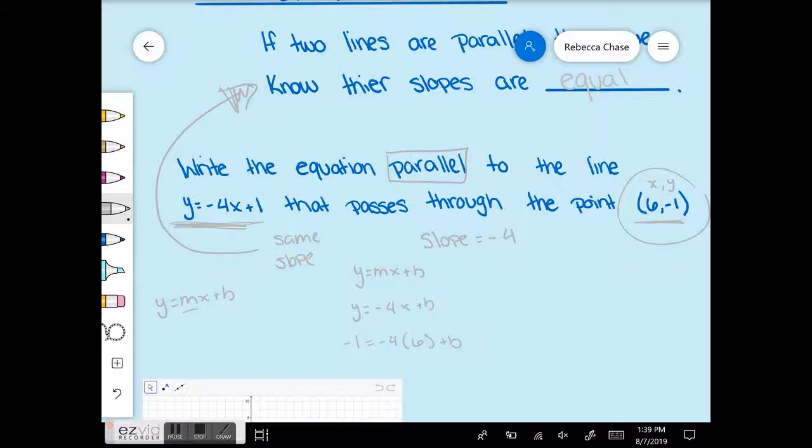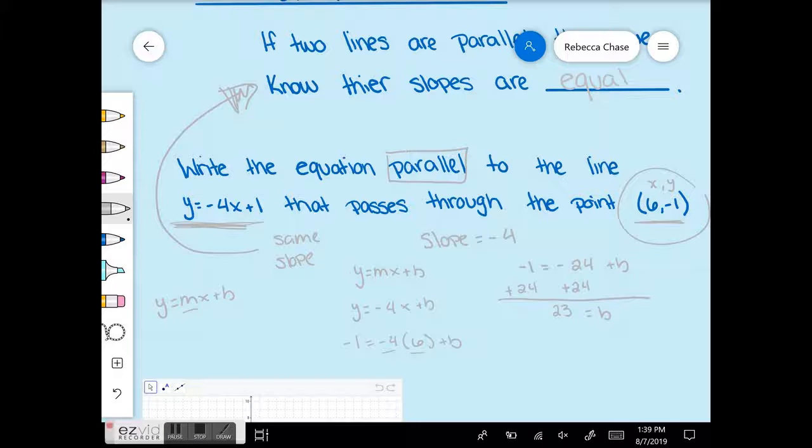Now I only have one variable in the equation, so now I can go ahead and solve for b. So I have negative 1 equals negative 4 times 6, which is negative 24, and then plus b just stays there, and now this is just a one-step equation. I'm going to add 24 to both sides in order to get b by itself. So I'm going to get b equals negative 1 plus 24, which is 23.